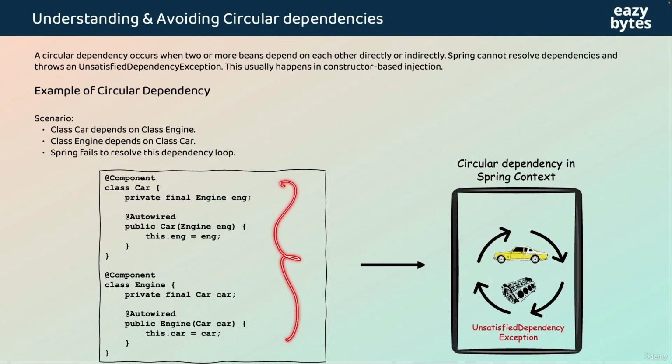Here, I have an example where there is a car bean and there is an engine bean. Inside the car bean, as usual, I'm trying to perform the auto wiring by using engine bean. So my car bean is dependent on the engine bean.